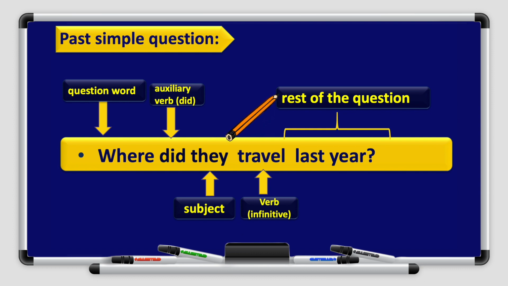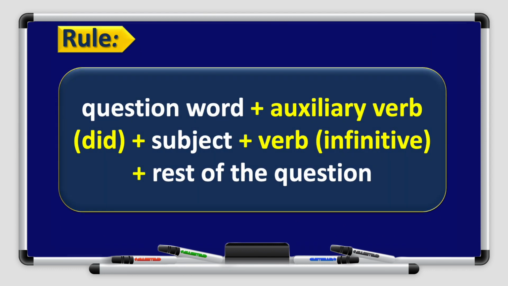Remember, boys and girls, I have to use the verb in infinitive form because I'm using the auxiliary verb did in the past. Let's look at the rule. Question word plus auxiliary verb, did because it is in the past, plus subject plus verb in infinitive form, that means without any addition like ed, s or ing, plus the rest of the question.